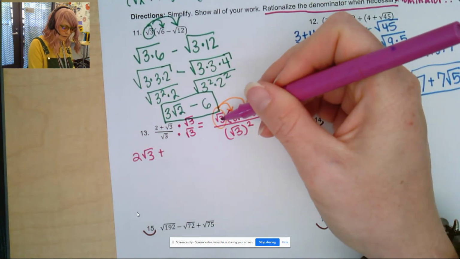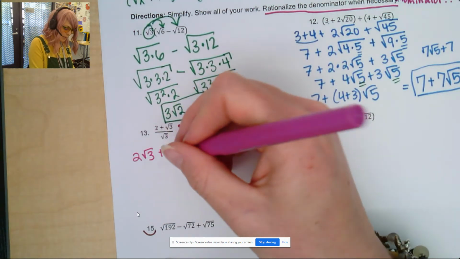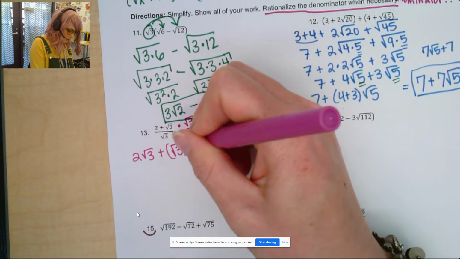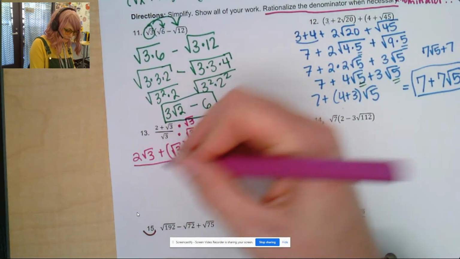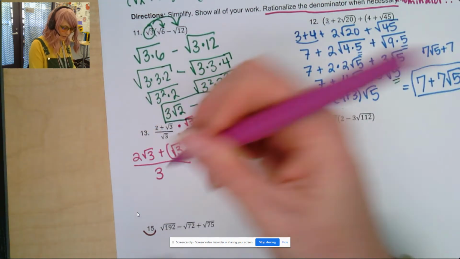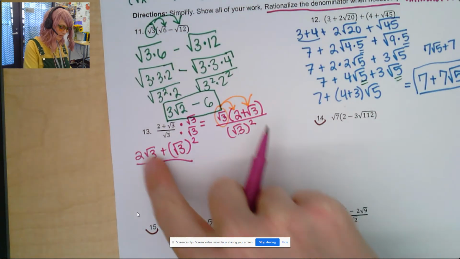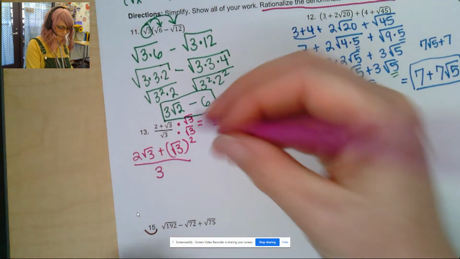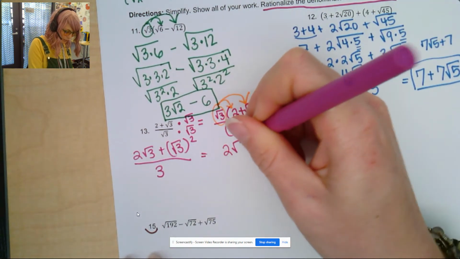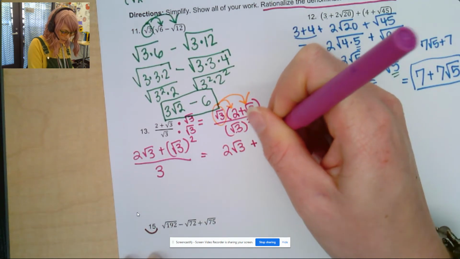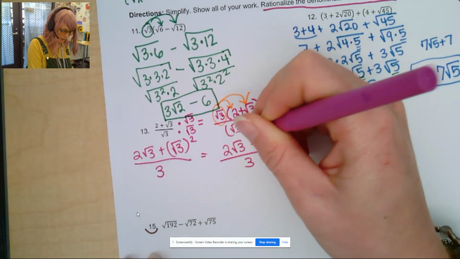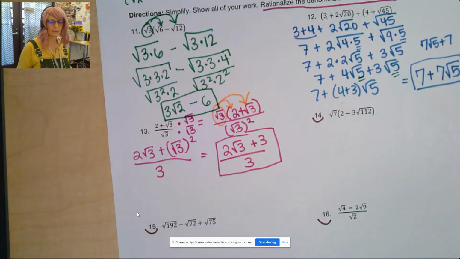Plus, I see this as 3 times 3, which is 9, which you know is 3. Or if you just want to write a square root of 3 being squared, you can do that. Square root of 3 being squared in the denominator is 3. Remember, we cannot simplify this 3 with these terms because of this addition. So this is 2 square root 3 plus 3 all over 3. So that is your final answer.